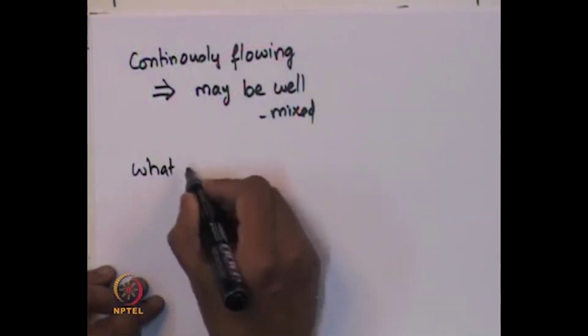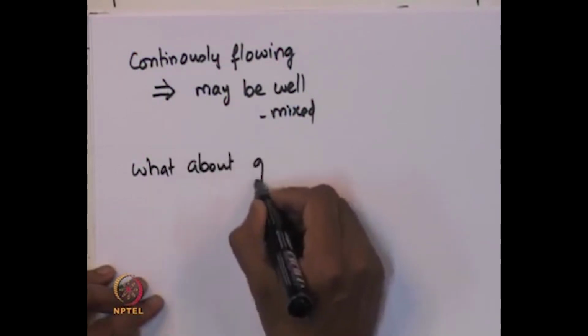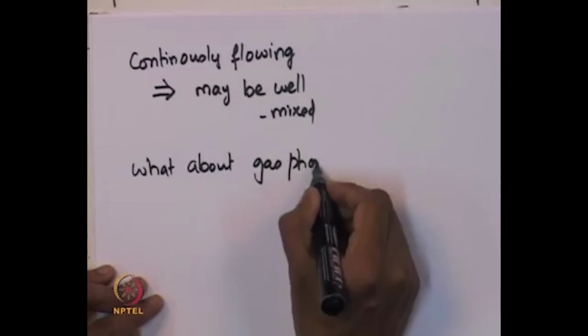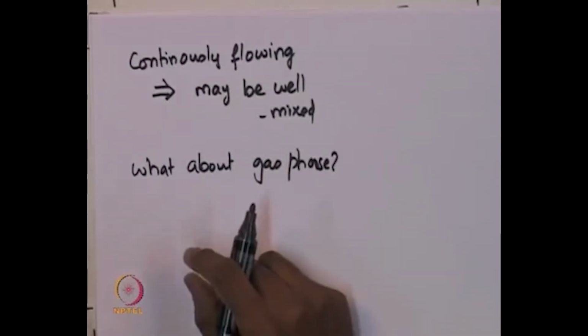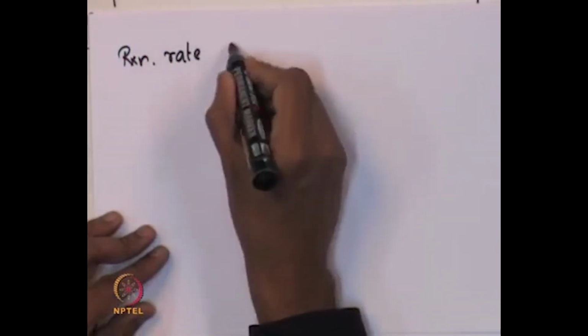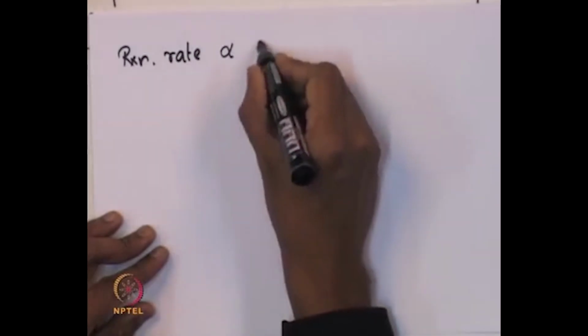So, the question is, what about the gas phase? In fact, compared to the gas phase, the liquid phase can easily be assumed as a well mixed phase. Now, what about the gas phase? Before we understand what happens in the gas phase, let us try to understand what are the different properties that control the reaction rate. In fact, it is that which gives an insight as to what is the nature of the fluid flow in the gas phase. So, the reaction rate is proportional to the surface area.